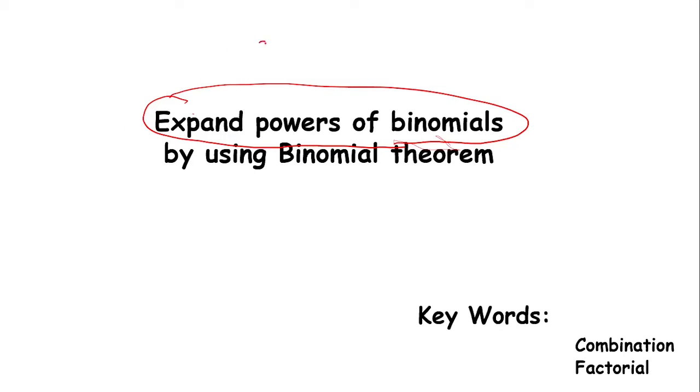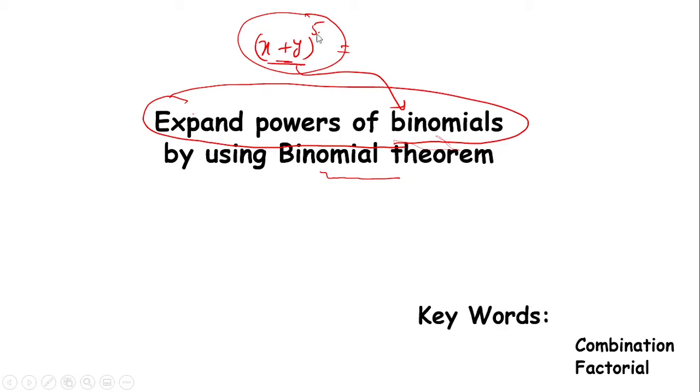For example, if we have the question (x plus y) power 5, x plus y is a binomial here. And how can we expand this power of a binomial using the binomial theorem? Although we have one more method called the Pascal triangle method, which we can use too, and the video on that will be in the description box. So let's see how we can expand this binomial using the binomial theorem.